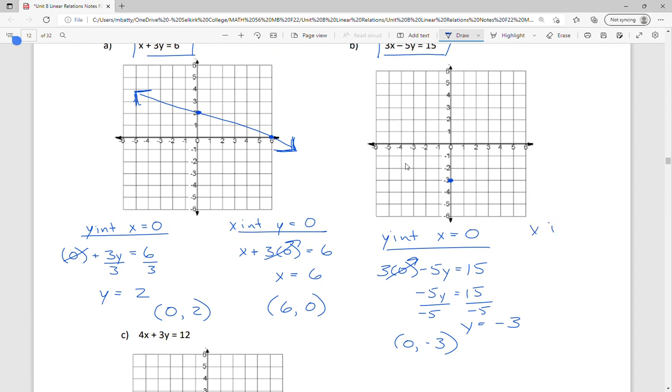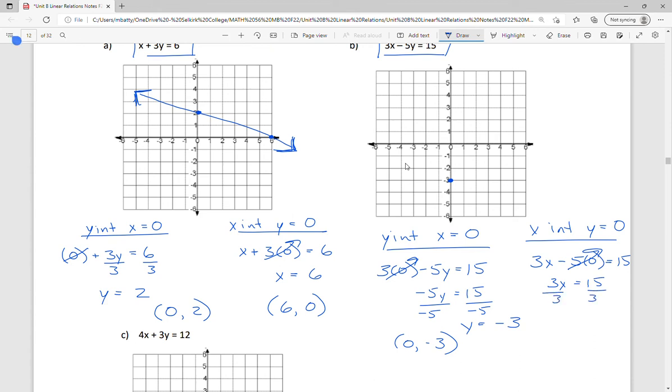Okay, so the x-intercept, that means that y equals 0. So I'd recopy this. So 3x minus 5 times 0 equaling 15. That whole part goes away. I'd have 3x equaling 15.